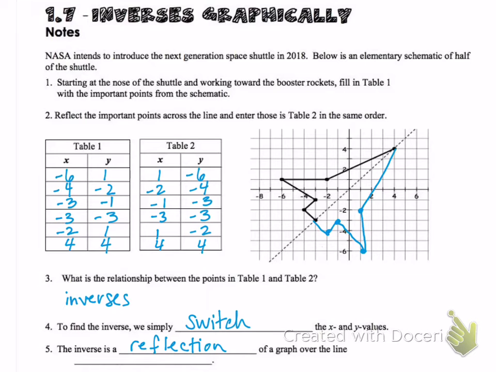So here's my line right here. Think back to Algebra 1. What line is that? Y equals what? X. Y equals X. All right, there we go. Y equals X. So by switching X and Y, that means I'm reflecting over the diagonal line Y equals X.